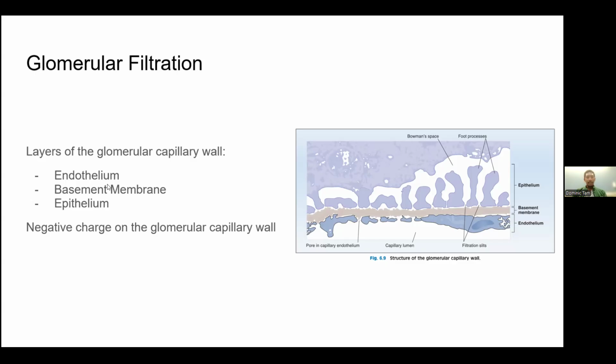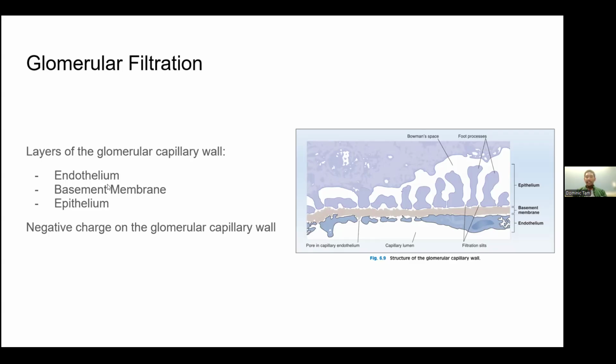Then there's an epithelium or epithelial cell layer, which consists of specialized cells called podocytes, which are attached to the basement membrane by foot processes. Between the foot processes are filtration slits, about 25 to 16 nanometers in diameter, which are then bridged by thinner diaphragms. And because of the relatively small size of the filtration slits, the epithelial layer is also considered an important barrier to filtration. But additionally to the layers of the glomerular capillary wall, there's also a negative charge which exists on the glomerular capillary wall itself.